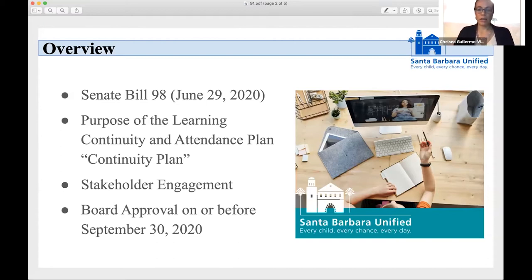In addition, SB 98 requires that we seek input from families who speak a language other than English or who do not have access to the internet. And the state has really emphasized in their rollout of this plan to school districts and county offices of education that the input from these families be at the heart of the plan to ensure we meet the needs of our foster youth, emergent multilingual students, and students from low-income households in particular. Finally, this plan must be approved on or before September 30th, 2020.